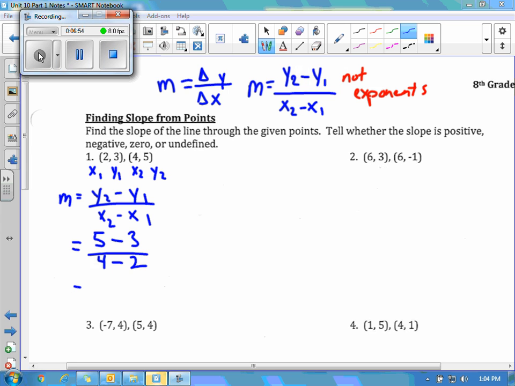Now I can simplify that. 5 minus 3 is 2. 4 minus 2 is 2. That simplifies even further to 1. So my slope in this case is 1. That is a positive slope because it's a positive 1.